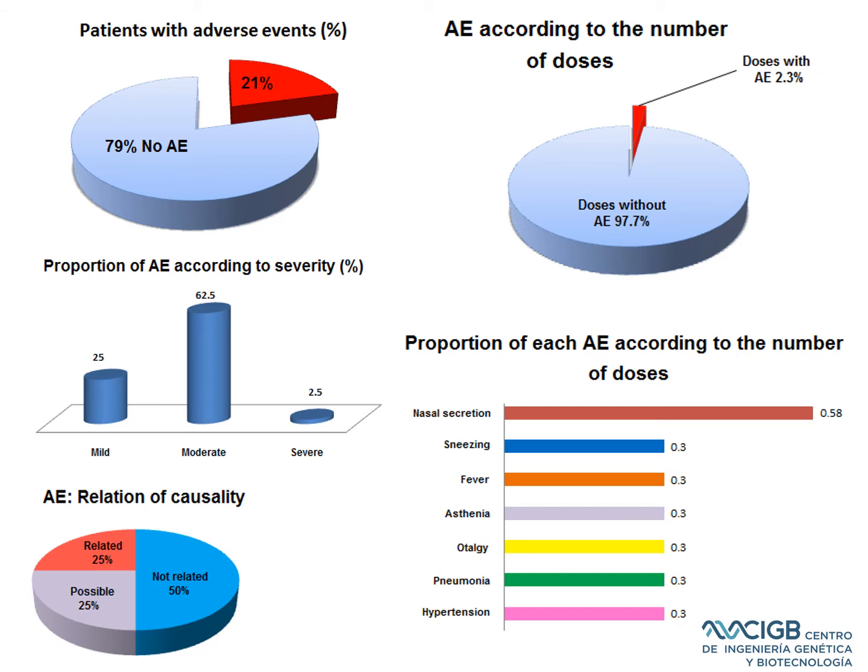The first objective was to show the safety of the vaccine administration. So 70% of subjects had no adverse event, and 21% had adverse events, but all these adverse events were mild, mainly nasal secretion, sneezing, fever, asthenia, otalgia, pneumonia, and hypertension. So most of these mild adverse events were considered not related to the vaccine.